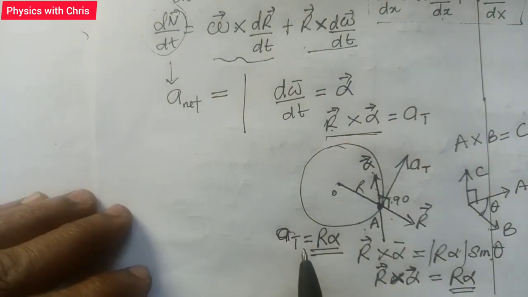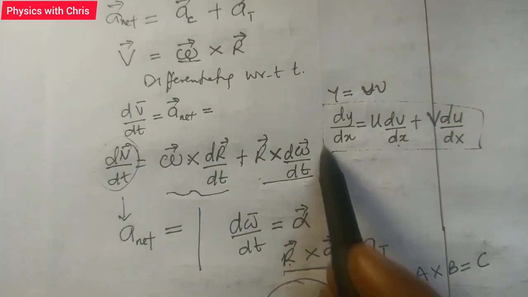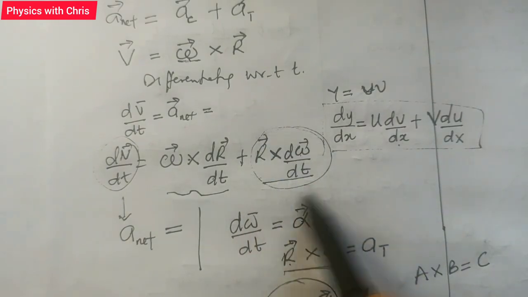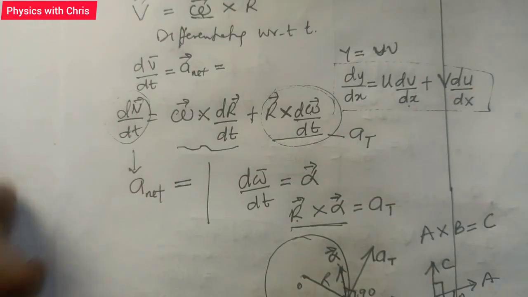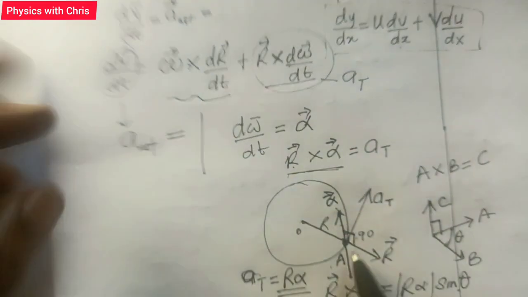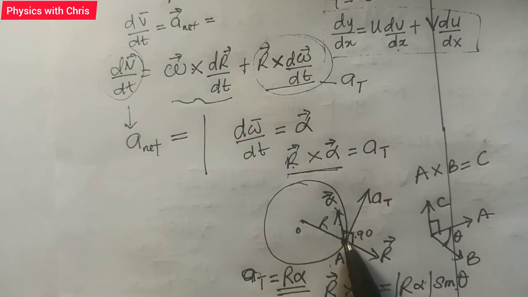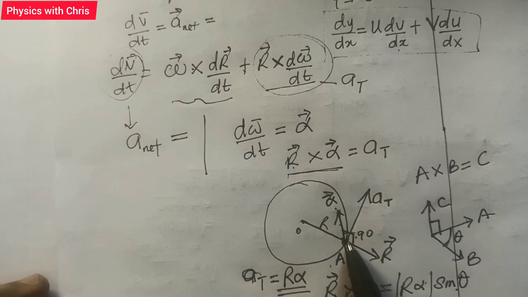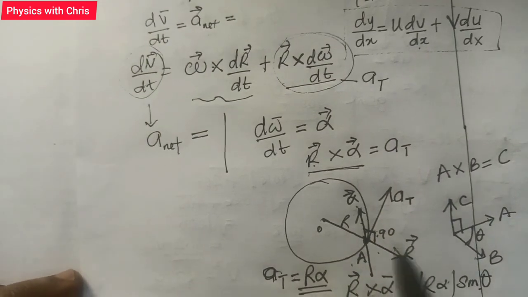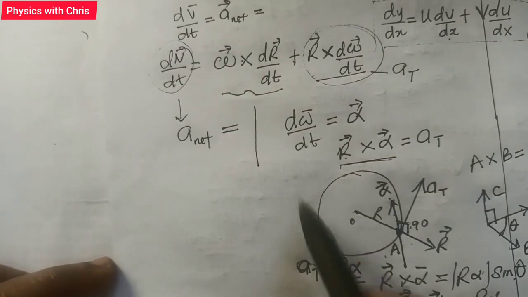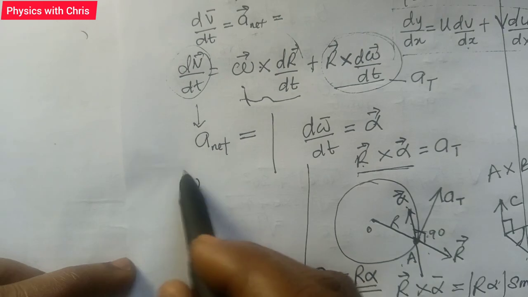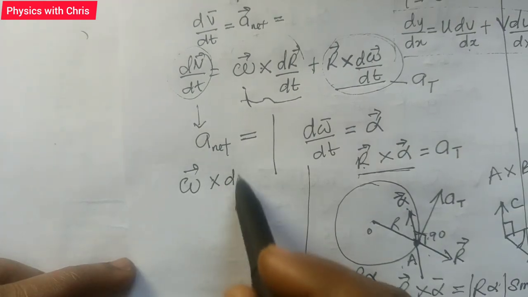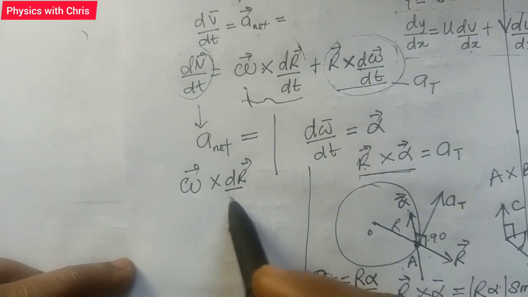So if we come back to this equation, the expression on the right-hand side represents tangential acceleration. It acts in a direction tangent to that point, along that circle. Okay, so let's see the next expression. The next expression has omega cross product dr over dt.